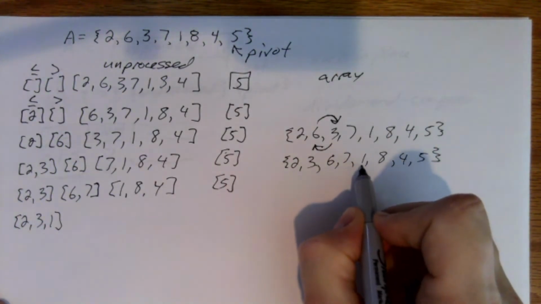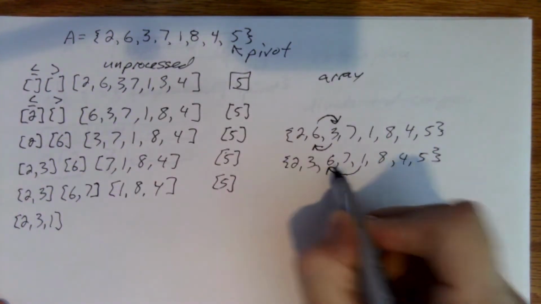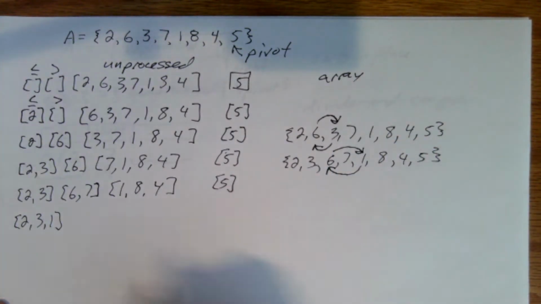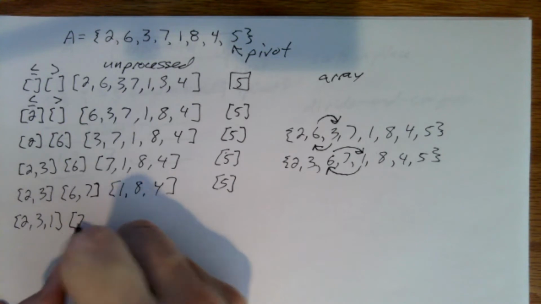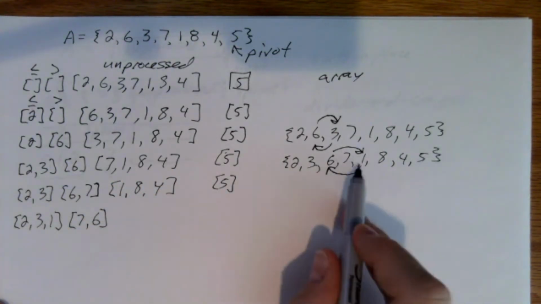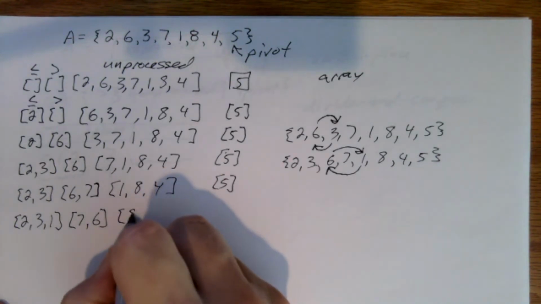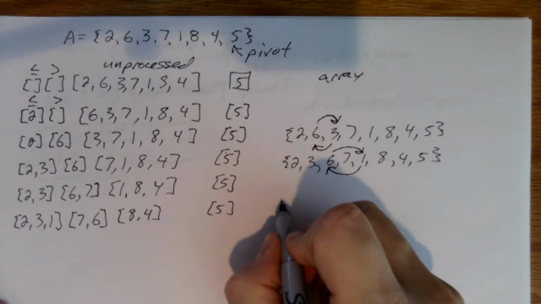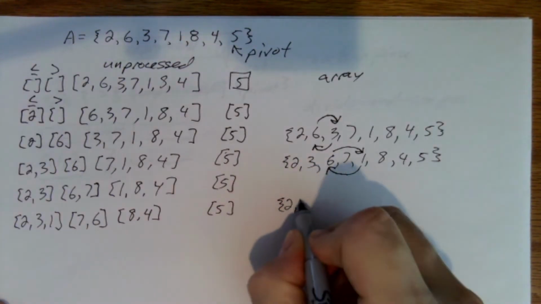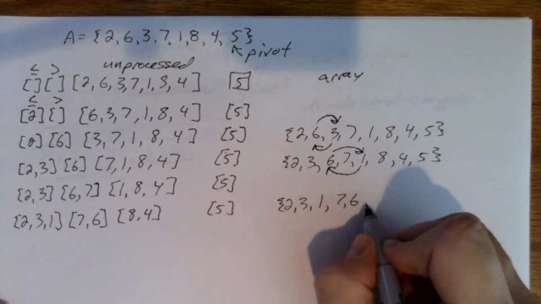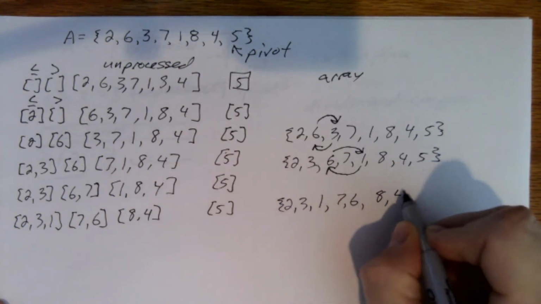So the 1 needs to go over here, which means the 6 goes over to here. So that means now we have 7 and 6 in this order in this array. And then we would have 8, 4, and 5. So it means at this point our array is 2, 3, 1, 7, 6, 8, 4, 5.